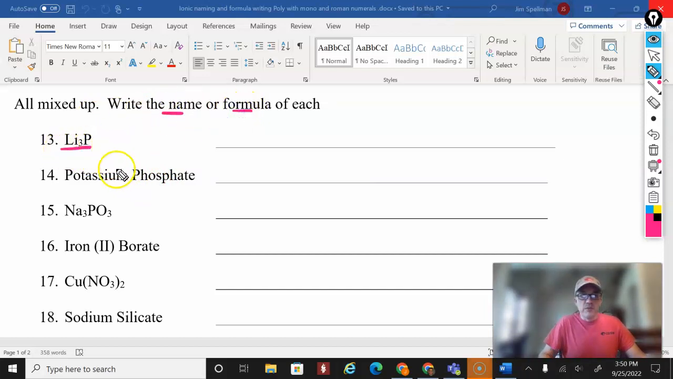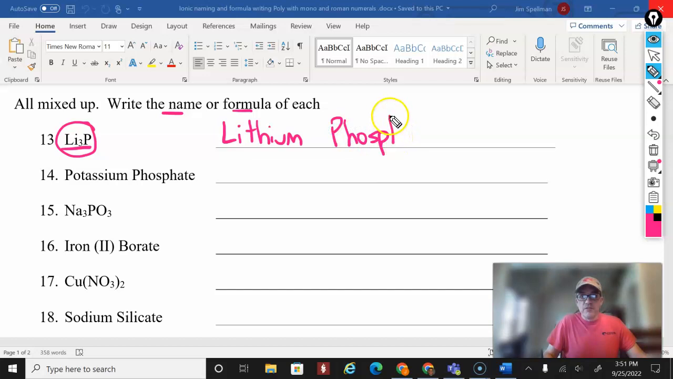So if I come to this one, lithium and P, this is where we started from. So lithium's in group 1, phosphorus is a non-metal. So if I'm writing the name of this, it's just our basics. Lithium. And remember, we would change the phosphorus to an IDE ending. So remember, we use IDE if it's just the element that's on there. So this will be lithium phosphide.